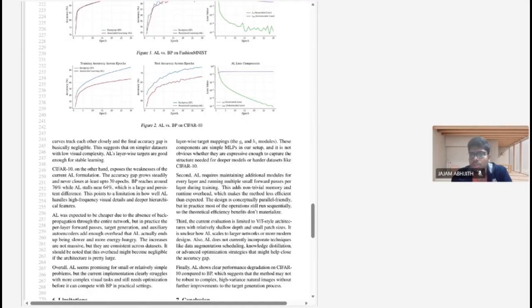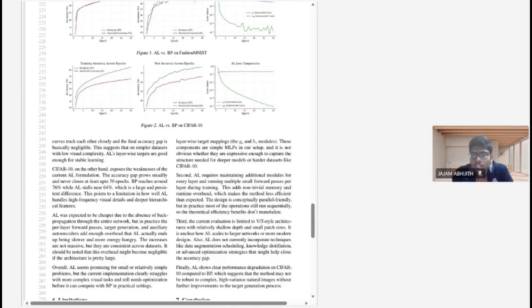And finally, the performance degradation on CIFAR-10 compared to backpropagation is pretty clear, which suggests that AL might not be robust to complex high variance natural images without some serious improvements to how targets are generated and propagated.